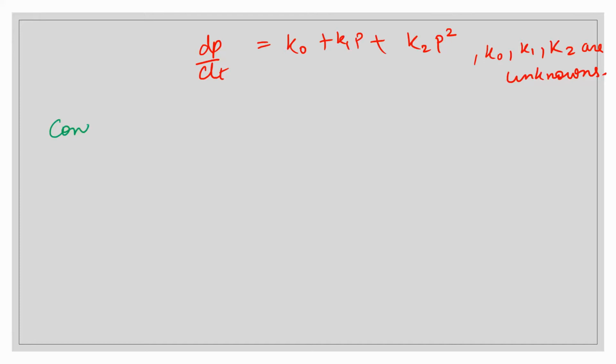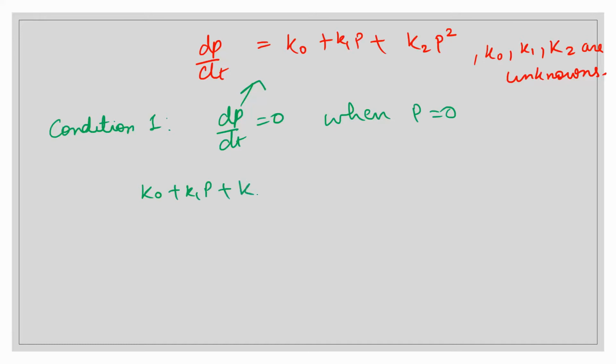Now we will use some realistic conditions. Condition number 1: the rate of change of the population will be 0 when the population is 0. This means that there will be no change in the population if there is no population. If I put this condition here, I get k0 plus k1 P plus k2 P squared equal to 0 at P equal to 0, and this implies k0 will be equal to 0. So I get one value of the constants.